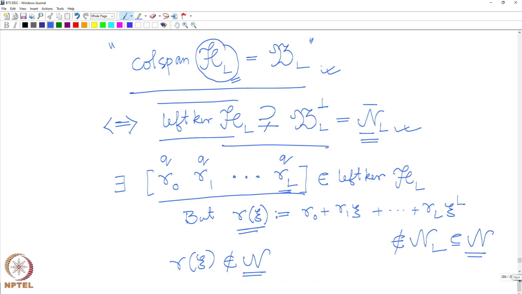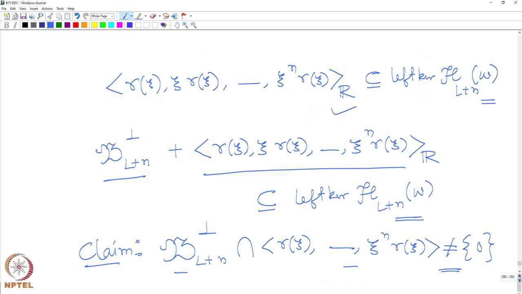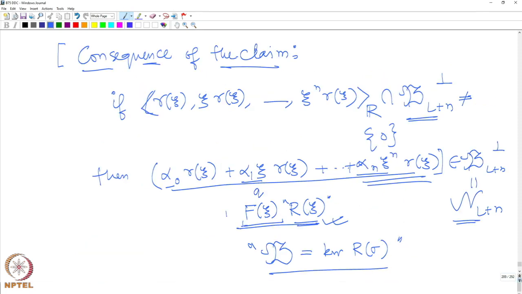So, but now I am saying R xi must be an annihilator. What was the crucial point that made it happen? This claim. The moment I have this non-trivial intersection between this and this, at a safe point, at a safe zone, it must mean that I reach a contradiction.